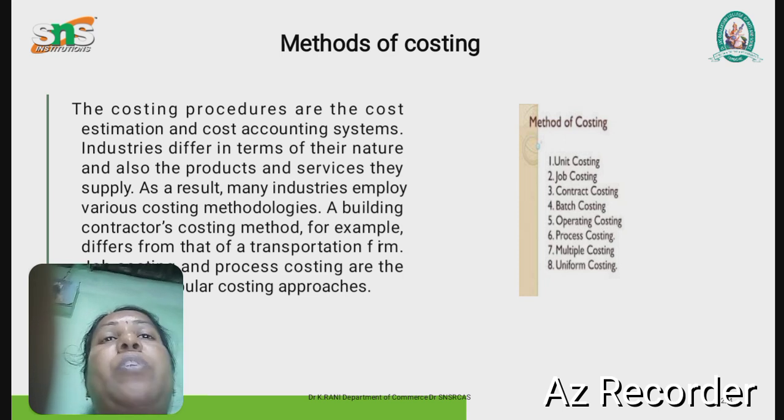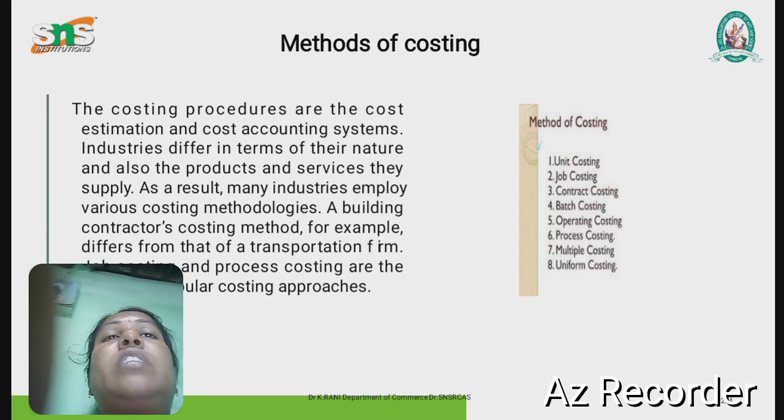Process costing. Process costing is a costing method used to find the cost of producing homogeneous products or in continuous production. It involves averaging the cost incurred across all units produced within a specific production process or department.